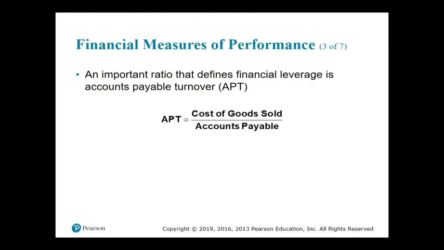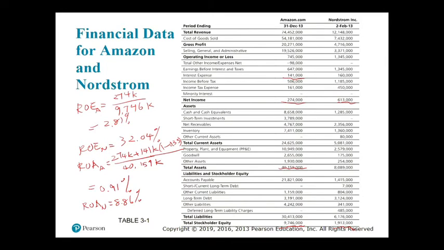So account payable turnover, APT, is equal to the cost of goods sold divided by accounts payable amount. Right, so for Amazon's case, cost of goods sold in 2013, where is it? So cost of goods sold, from the top, yep, this one. And then divided by the account payable, liability, this one.